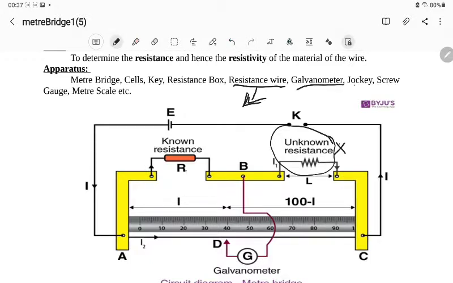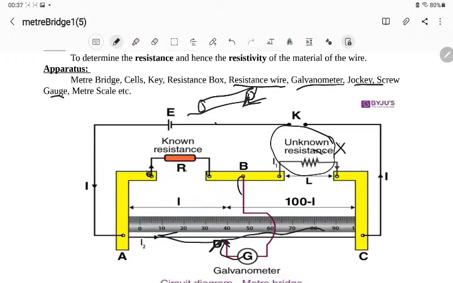Galvanometer, jockey. Galvanometer is connected with jockey, so jockey can slide over this wire and we can find the balance point or balance length. Screw, so screw to connect all these wire, galvanometer, meter box, extra. Okay, and then screw gauge also. Screw gauge is to measure the thickness of the wire.